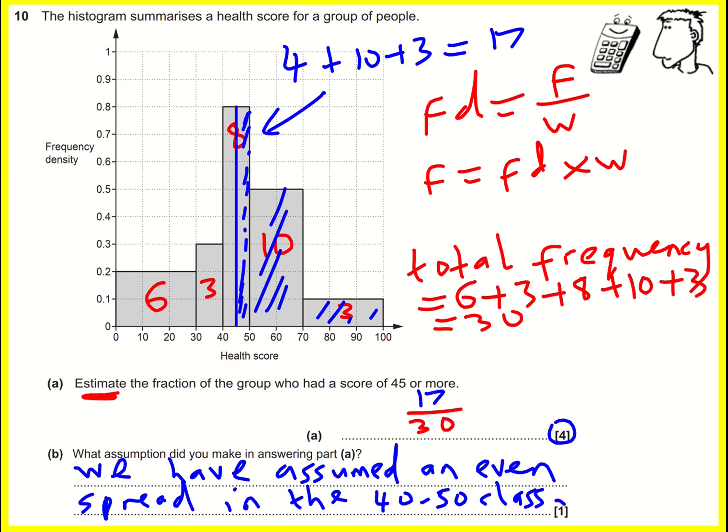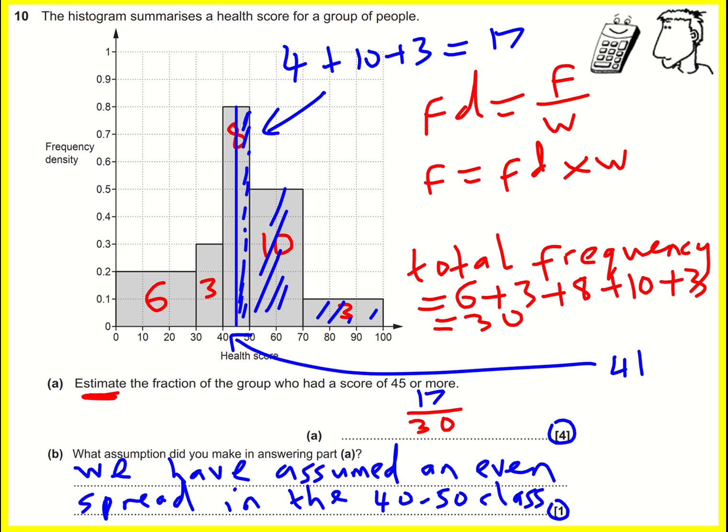I think that's enough. Just want to say a few more words on this. So it could be that all the people scored 41 in that class, and it would get put in there. And actually, the fraction would have been 13 over 30. It could have been that they all scored 49, in which case it would have been 21 over 30. So you can get quite a big difference. And we don't know because we've got this group.